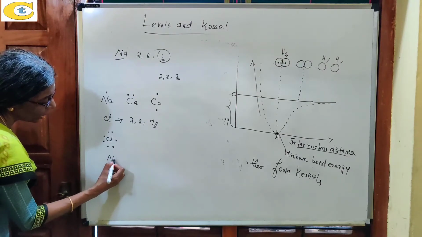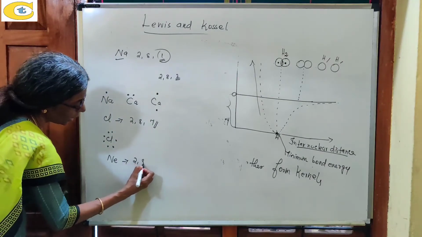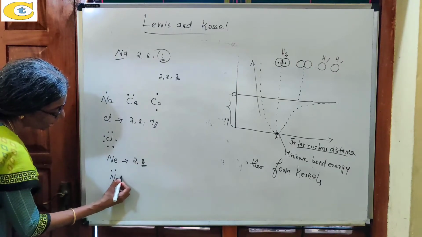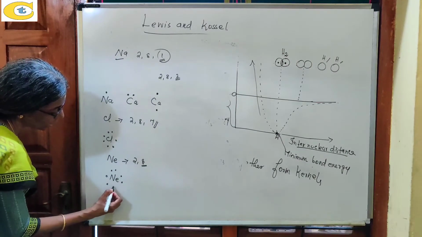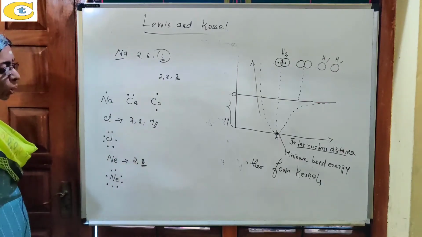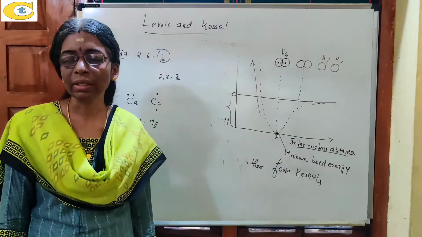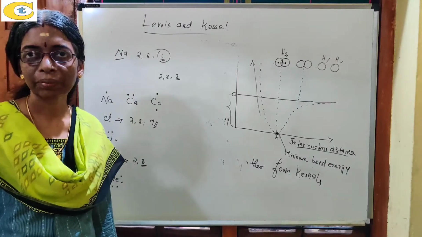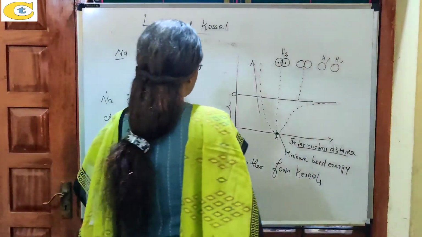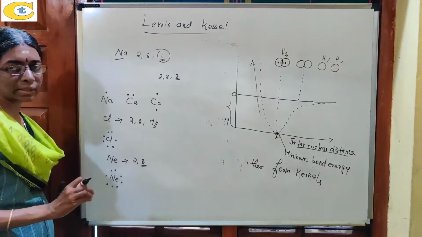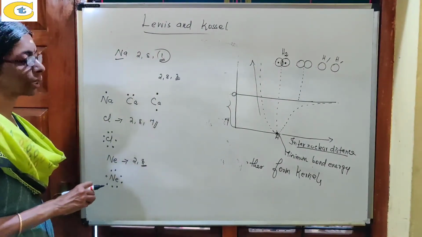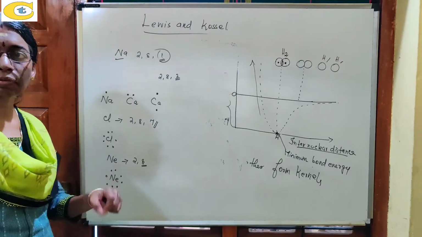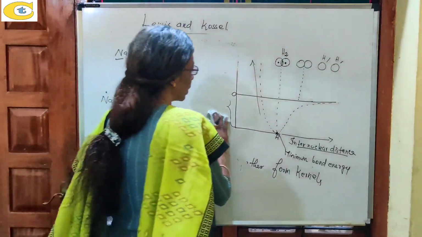Then you go for neon. Neon is 2, 8. So how do you represent it? Neon: 1, 2, 3, 4, 5, 6, 7, 8. So these are Lewis symbols, or we can say the Lewis dot structure. So what is the significance of the Lewis dot structure? I think you understood how to represent the valence electrons. Valence electrons are more important, so he represented only the outermost electrons in the form of dots. That is called the Lewis dot structure.